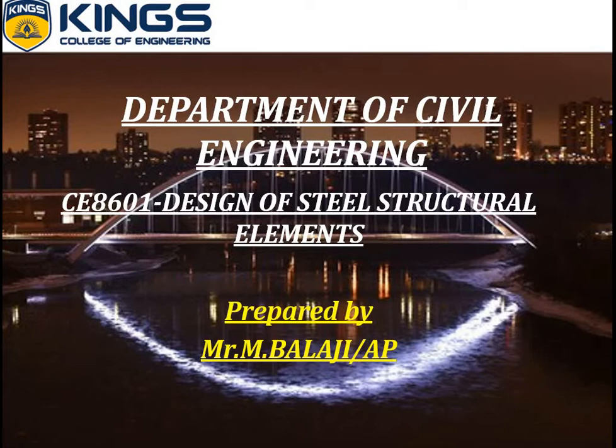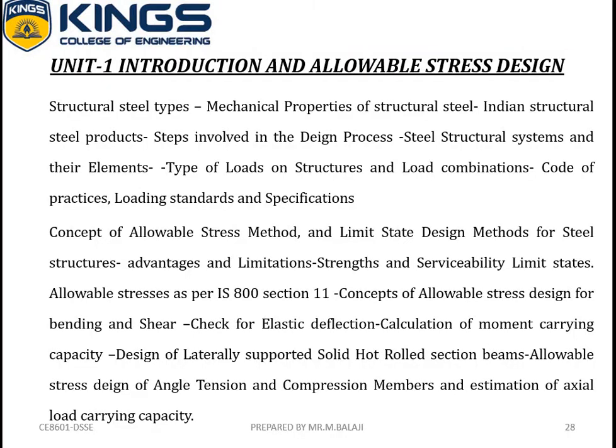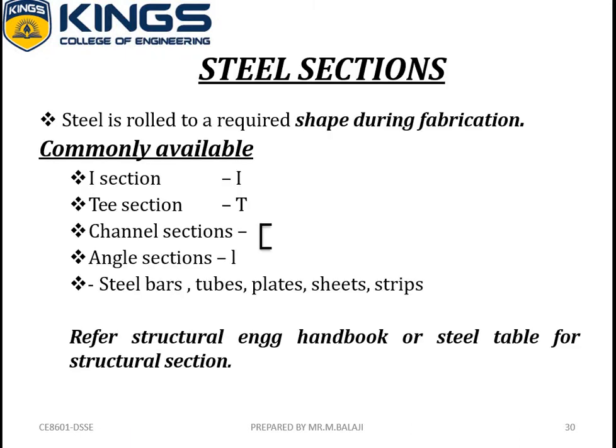In that video, we have discussed about design of steel structural element. Last video, we have discussed about the introduction part. In that video, we have discussed about steel section. Steel is rolled to the required shape during fabrication. Commonly available sections are I section, T section, channel section, angle section, and steel bar, tube, plates, sheet, strips.